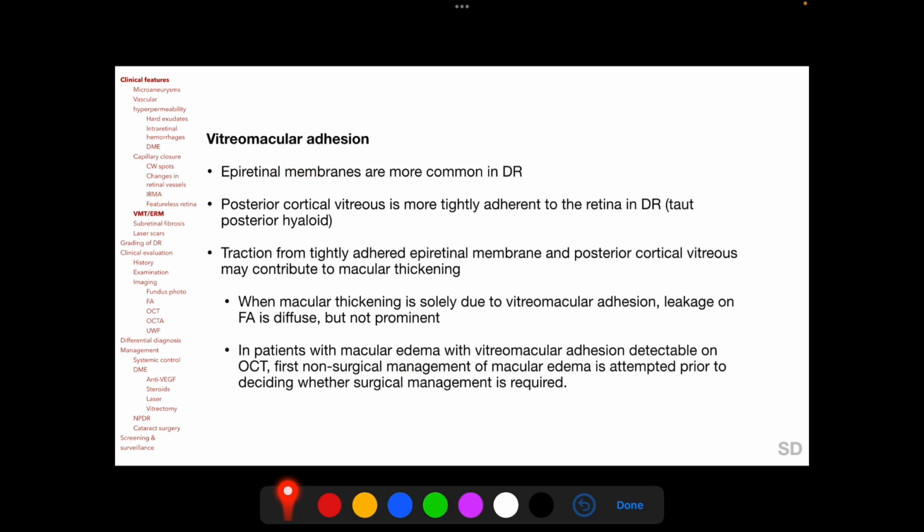Epiretinal membranes are more common in diabetic retinopathy eyes, and posterior cortical vitreous is more tightly adherent to the retina in diabetic retinopathy eyes, and this is called taut posterior hyaloid, and traction on the retina from these two entities may contribute to macular thickening. And when macular thickening is predominantly due to vitreomacular adhesion, leakage on fluorescein angiography is diffuse but not prominent. And in diabetic macular edema eyes in which vitreomacular adhesion is detectable on OCT, first non-surgical management of macular edema is attempted prior to deciding whether surgical management is required.